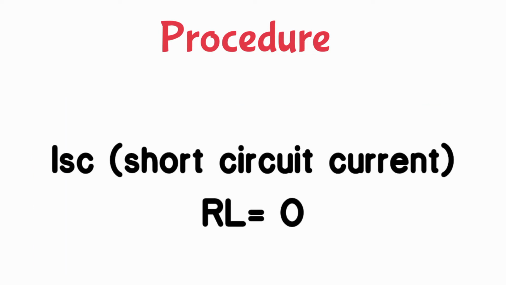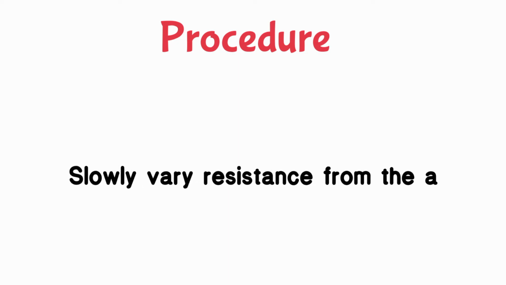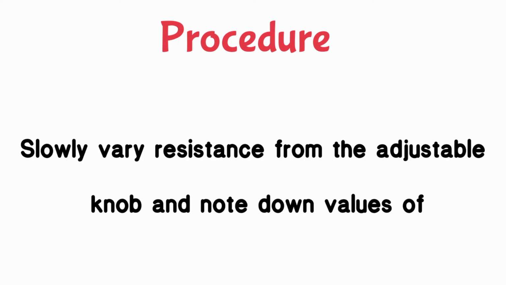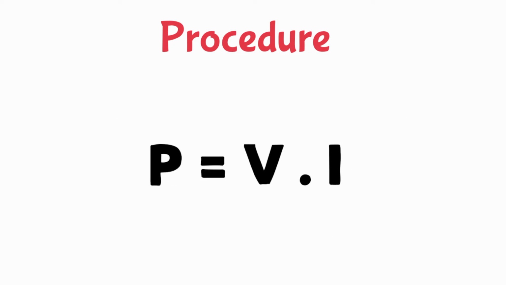We will first measure the short circuit current denoted as ISC, and here RL will be equal to 0. Then in the next step, we will measure the open circuit voltage denoted as VOC, and here the RL will be maximum. Now we will start taking the main readings, and for this one you need to slowly vary the resistance and note down the corresponding changes in the values of voltage and current. And from the values of voltage and current, the power can be calculated.